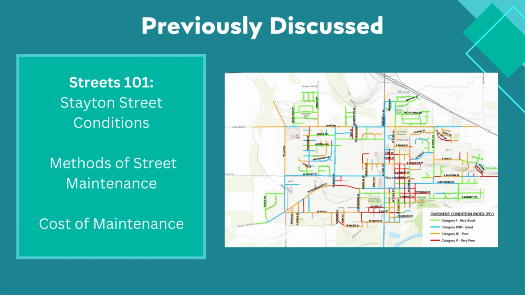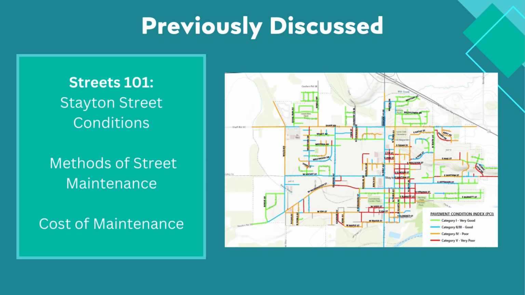In the previous video, we discussed street conditions and how each condition requires different methods of maintenance and repairs. We also discussed the potential cost, but in this presentation, we will be showing in more detail the numbers, how the cost is broken down, and methods that can be used to make meaningful change.